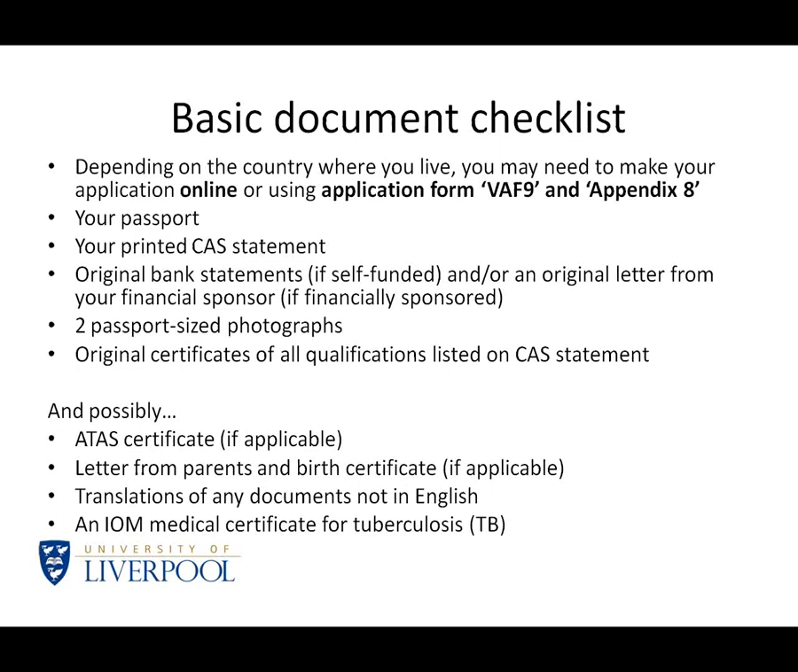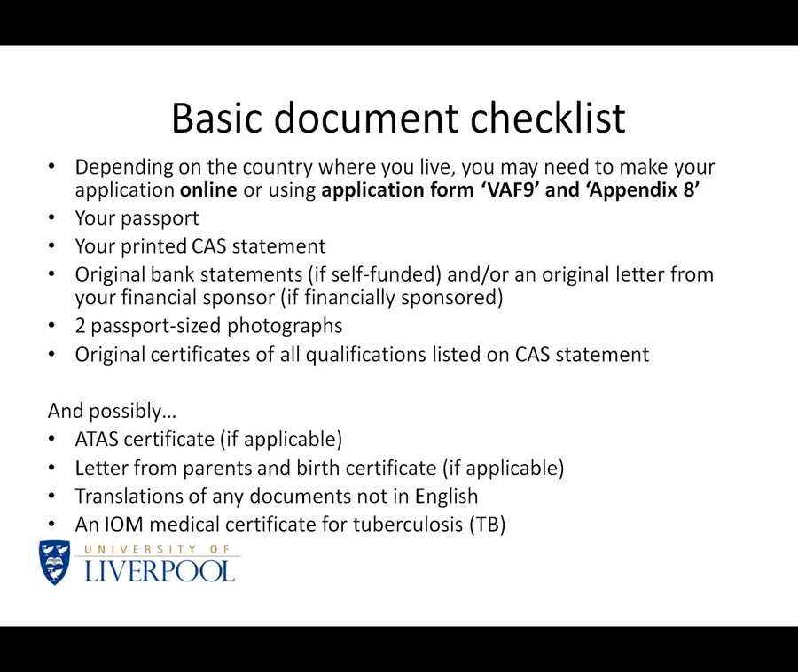So many students, when applying for a visa, want to know which documents do I need to include with my visa application. So depending on the country where you live, you may need to make your application online or using an application form, VAF9 and Appendix 8. Most of the applications are online now. You'll need your passport in addition to your application form, and you'll also need your printed CAS statement. Original bank statements, as we've discussed, if you're self-funded or if you're part-sponsored. And if you're sponsored, then you'll need your financial sponsor letter.